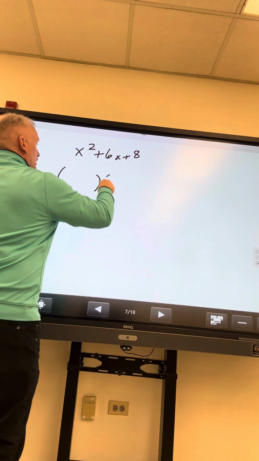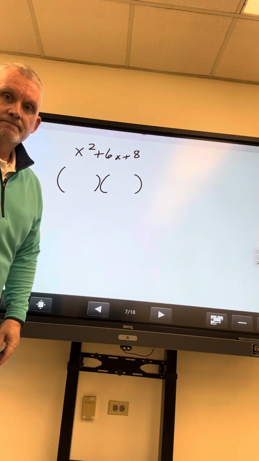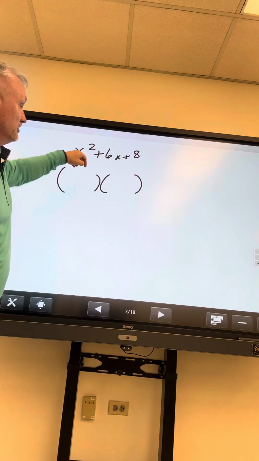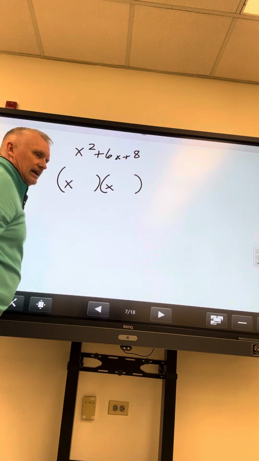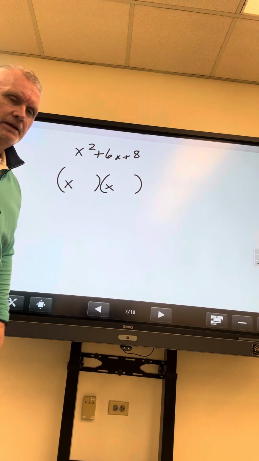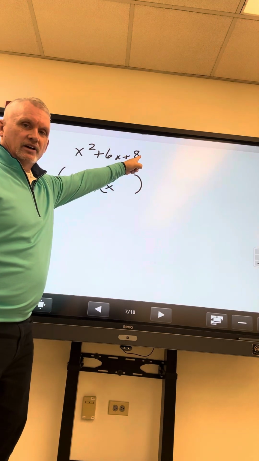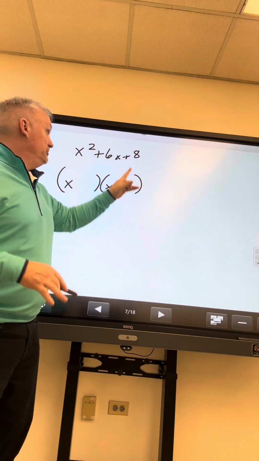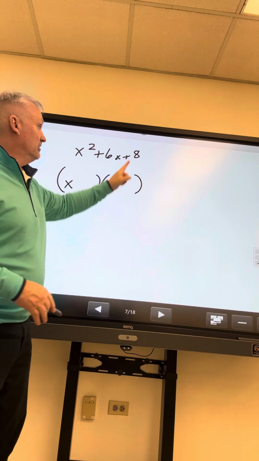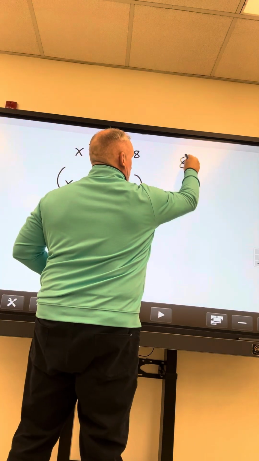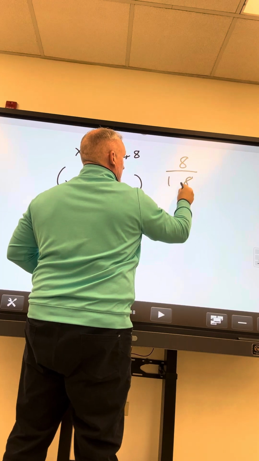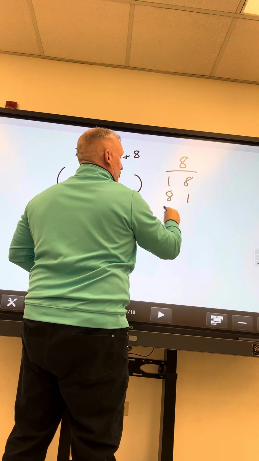Put 2 parentheses down. The next thing that you do, see how this has an x squared? Put x and x. That's pretty simple, okay? The factors of 8 that add up to 6. Notice the signs. The factors of 8 that add up to a positive 6. So here are the factors of 8. Well, it's 1 and 8, 8 and 1 if you want to go crazy.